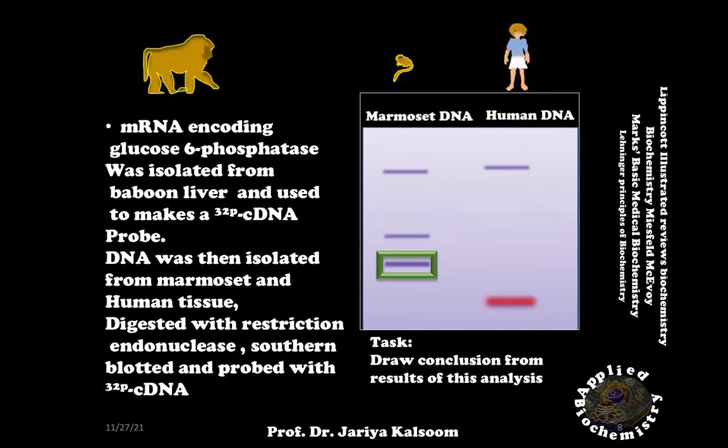This is a case where a complementary DNA probe for glucose 6 phosphatase associated with a restriction fragment from baboon liver is constructed. This probe is then used to test similar restriction fragments obtained from marmoset and human liver. There are dark bands with the probe seen in both results from marmoset DNA and human DNA, which implies that both contain the glucose 6 phosphatase.